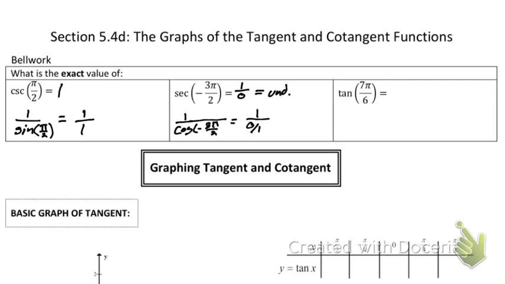The only new one we really did was tangent of 7 pi over 6. First of all, what quadrant is 7 pi over 6? What quadrant is 7 pi over 6, Jacob? Quadrant 3. How'd you know that? Did you just have it memorized? Yes.